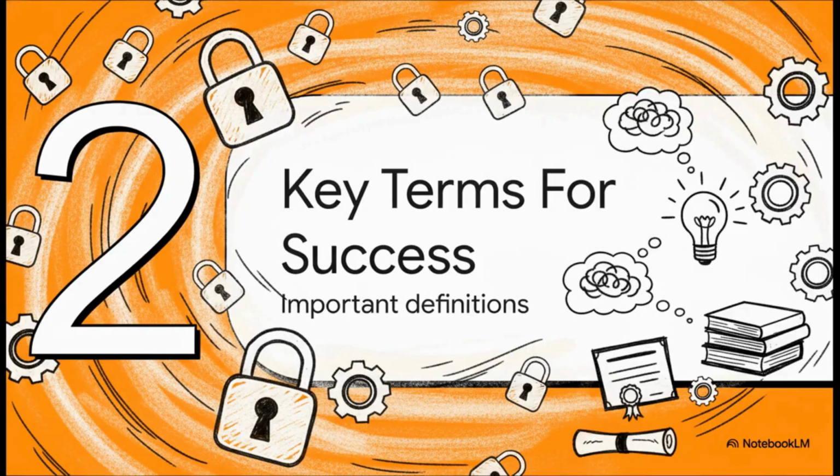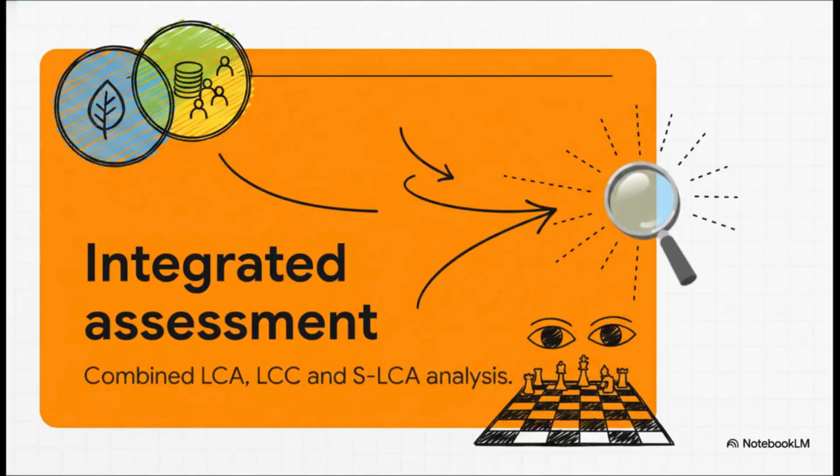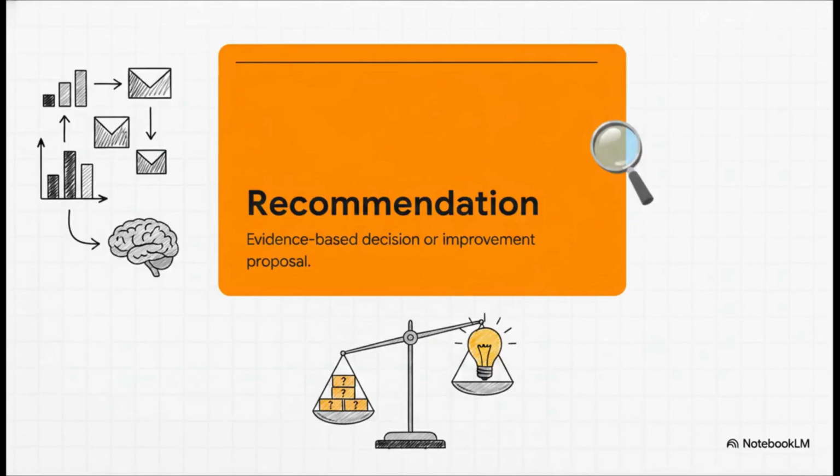Moving right along to Section 2, key terms for success. Let's lock these definitions in really quick. First up, integrated assessment. This just means bringing your environmental, cost, and social data together into one unified picture. You're combining your standard LCA with life cycle costing and social LCA. You are looking at the whole board here. Next up is recommendation. This means your final call has to be entirely grounded in the hard evidence you gathered.